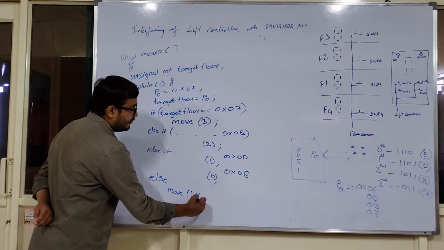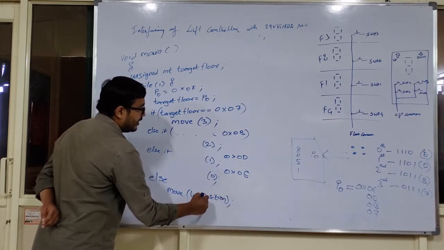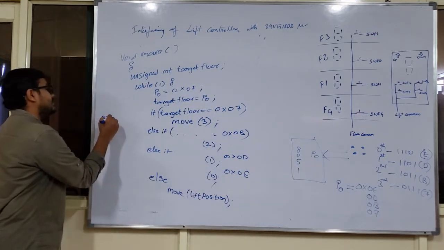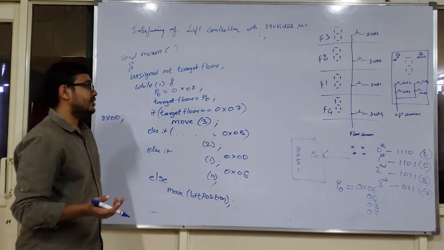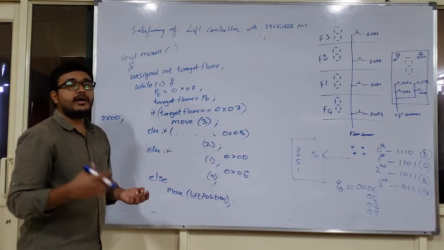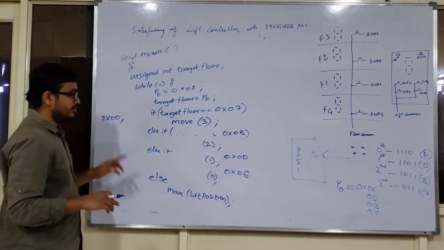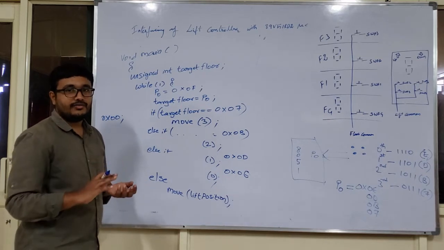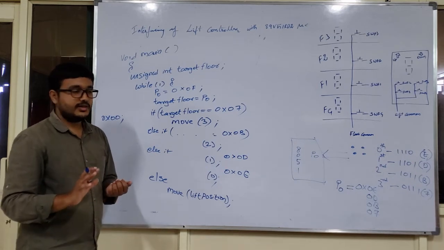So what will be the lift position? By default, previously I have written it as 0x00. That means somewhere among the 4 floors my lift is in. I am not saying that it is exactly in third floor, second floor, first floor or 08th floor. I may say that my lift is in between the floors also. That is why I have taken the value as 0x00. Else move of lift position. That means the lift will be there itself. There itself indicates that none among the 4 buttons is pressed here.